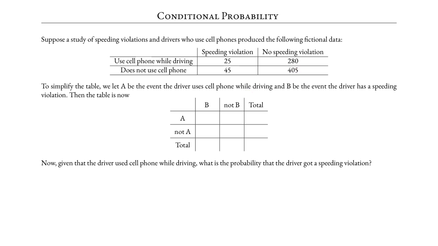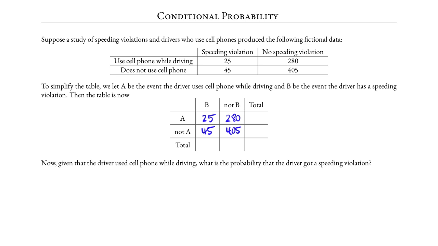To simplify the table, we will let A be the event that the driver used cell phone while driving. Then not A means the event that the driver did not use cell phone. We let B be the event that the driver has a speeding violation. Then not B, its complement, is the event that the driver had no speeding violation. If we do that, then we now have a simplified table with 25 and 280 in the row with A label, 45 and 405 in the row that is labeled with not A.